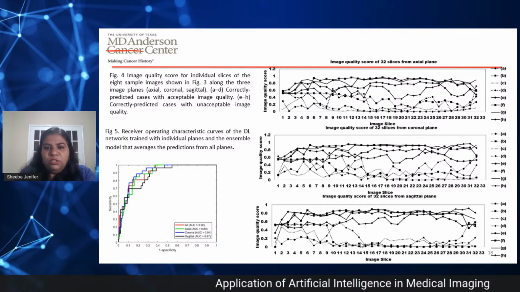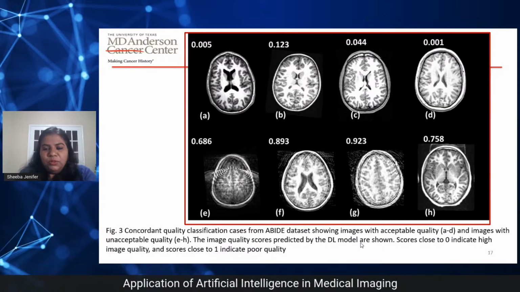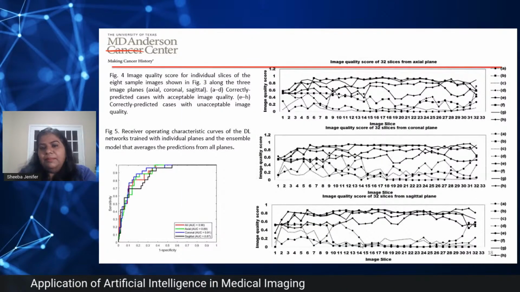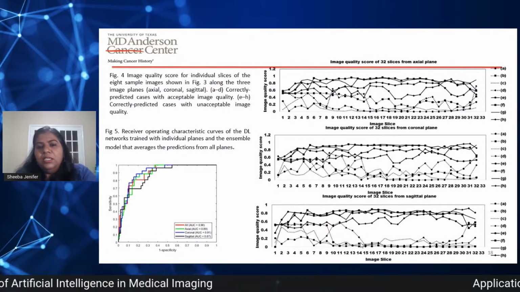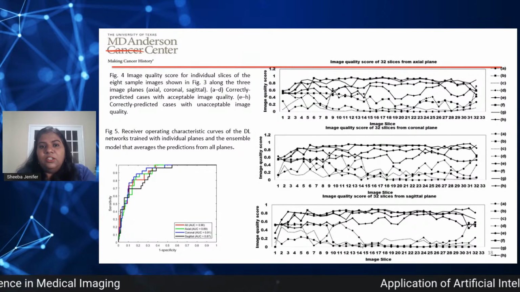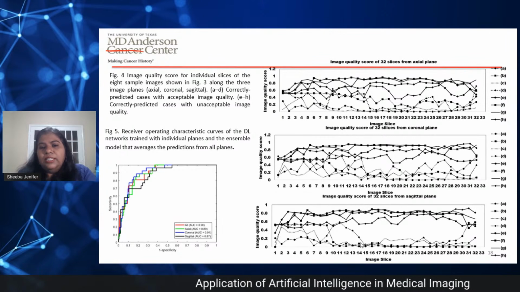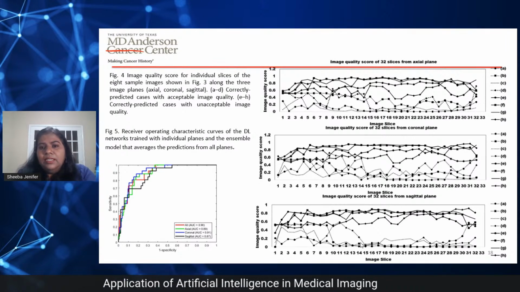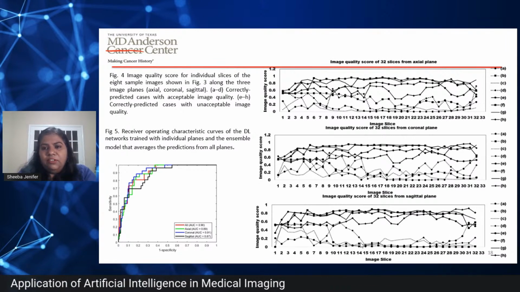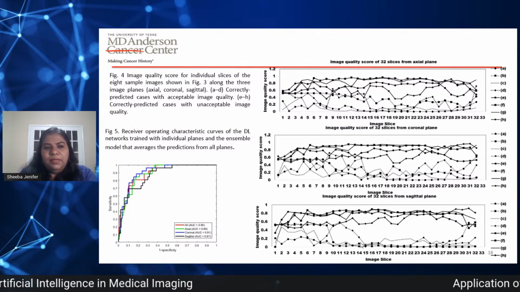In the previous picture you saw the scans visually, but here I'm just plotting those values for 32 slices, not just one slice, the 32 slices that have been fed into the network. Now you can see all the slices are predicted correctly, even for the axial, coronal, and the sagittal plane.